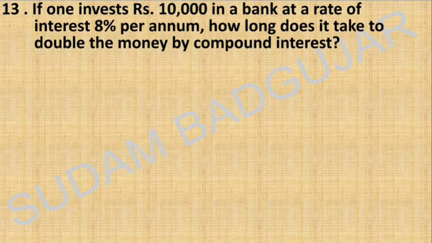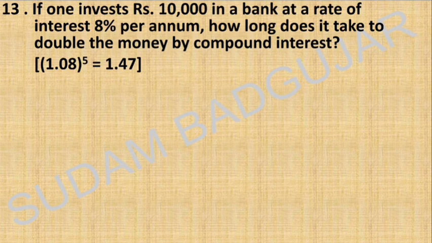Now the last question is, if one invests rupees 10,000 in a bank at a rate of interest 8% per annum, how long does it take to double the money by compound interest? This type of question we have studied in 8th standard also. Means the principal amount is given, 10,000. Okay, means A is equal to 10,000. The rate of interest R is given as 8, and when will the amount double? You have to find out that particular year. In how many years will it double? That is a very interesting question.